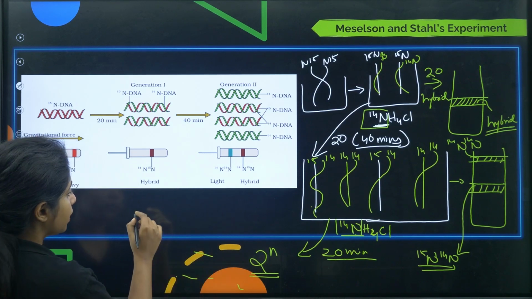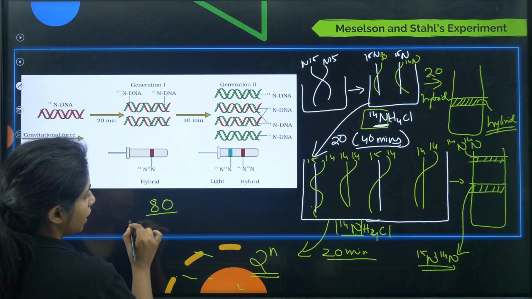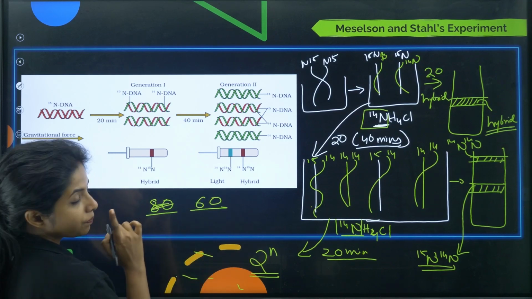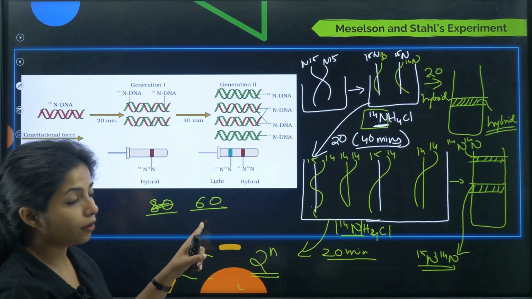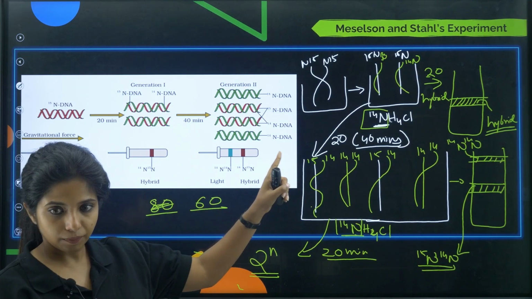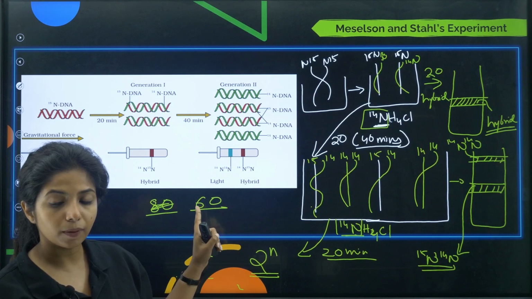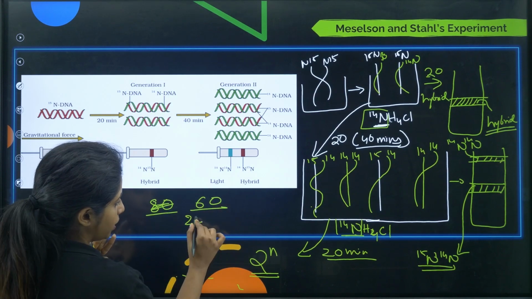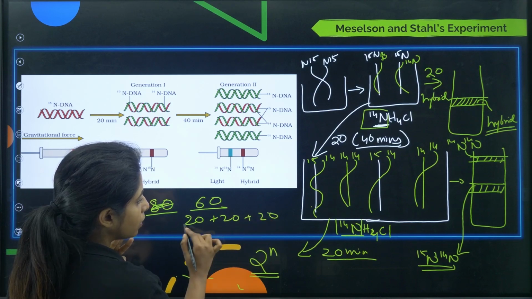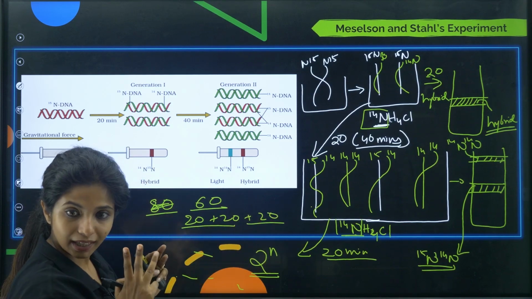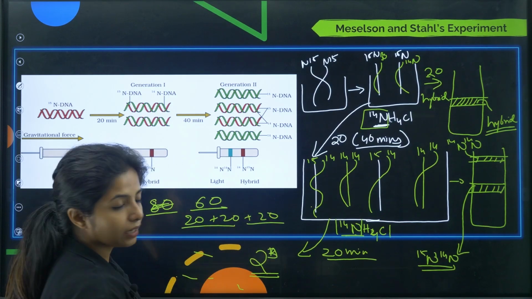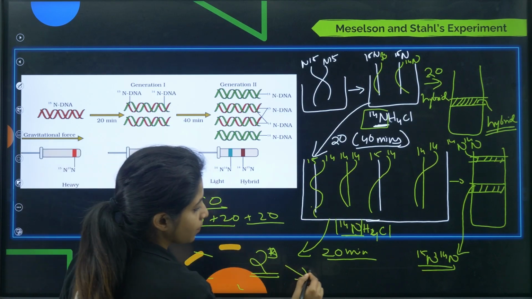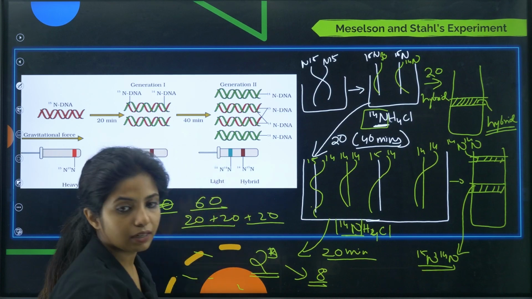Okay, you are talking about 60 minutes, right? If it takes 20 minutes for E. coli to replicate, then in 60 minutes how many times will it replicate? 20 plus 20 plus 20, 40 and 20, 60. So 3 times it will replicate. So 2 to the power 3. What is 2 to the power 3? 2 into 2, 4, 4 into 2, 8. So there will be 8 DNA.